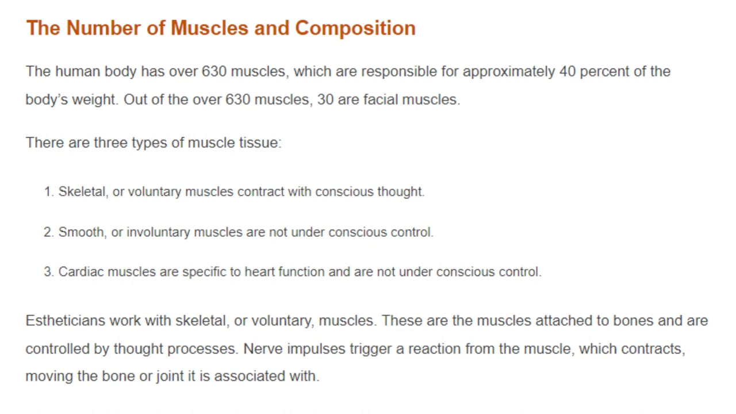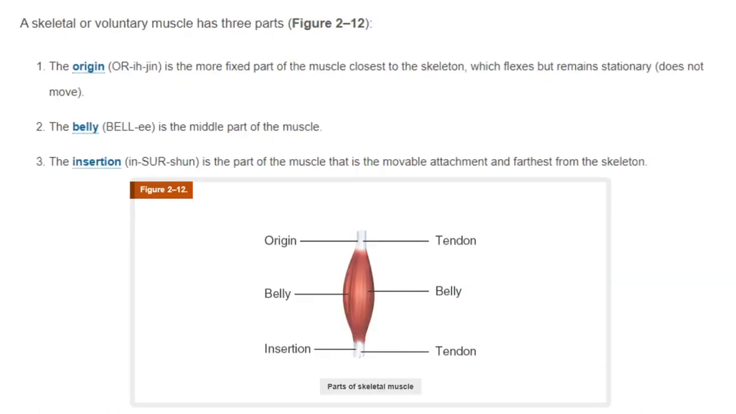Estheticians work with skeletal, or voluntary, muscles. These are the muscles attached to bones and are controlled by thought processes. Nerve impulses trigger a reaction from the muscle, which contracts, moving the bone or joint it is associated with. A skeletal or voluntary muscle has 3 parts, Figure 2:12.